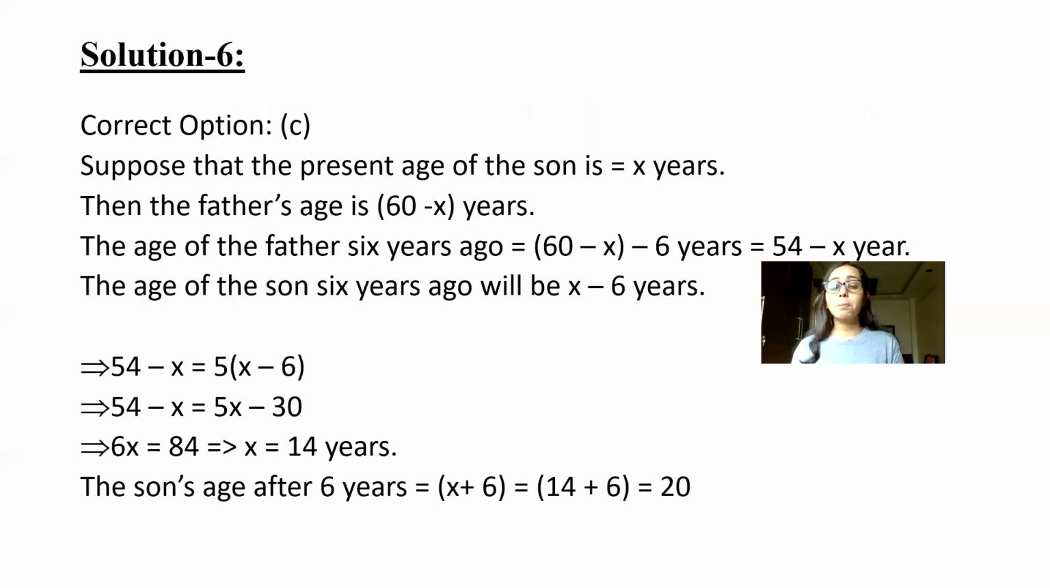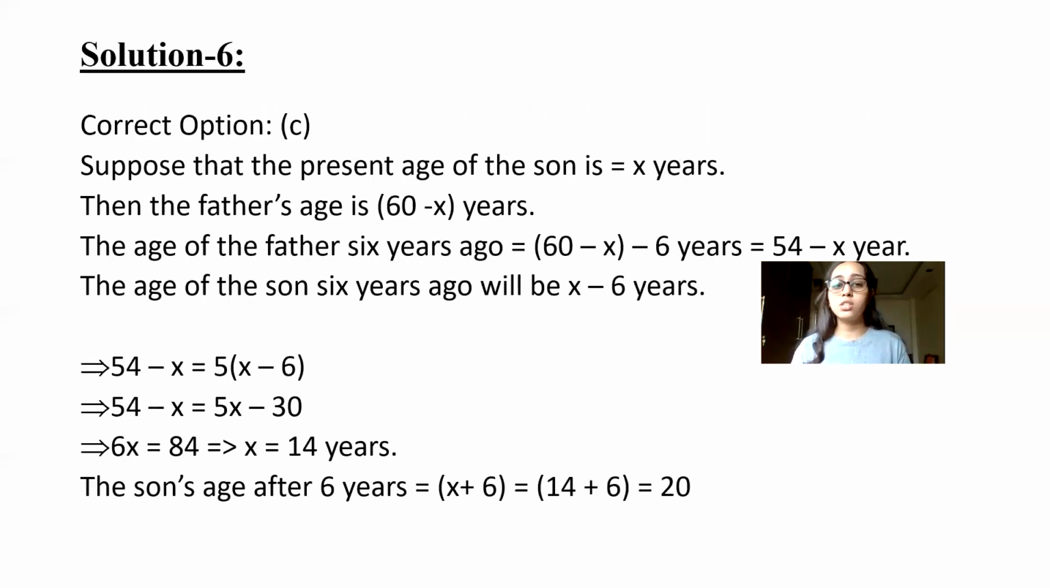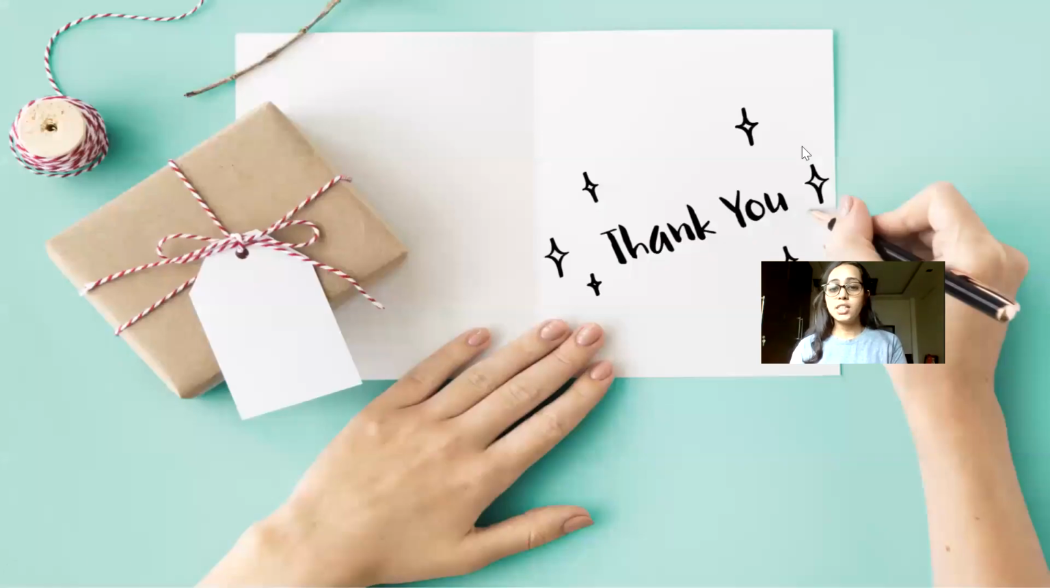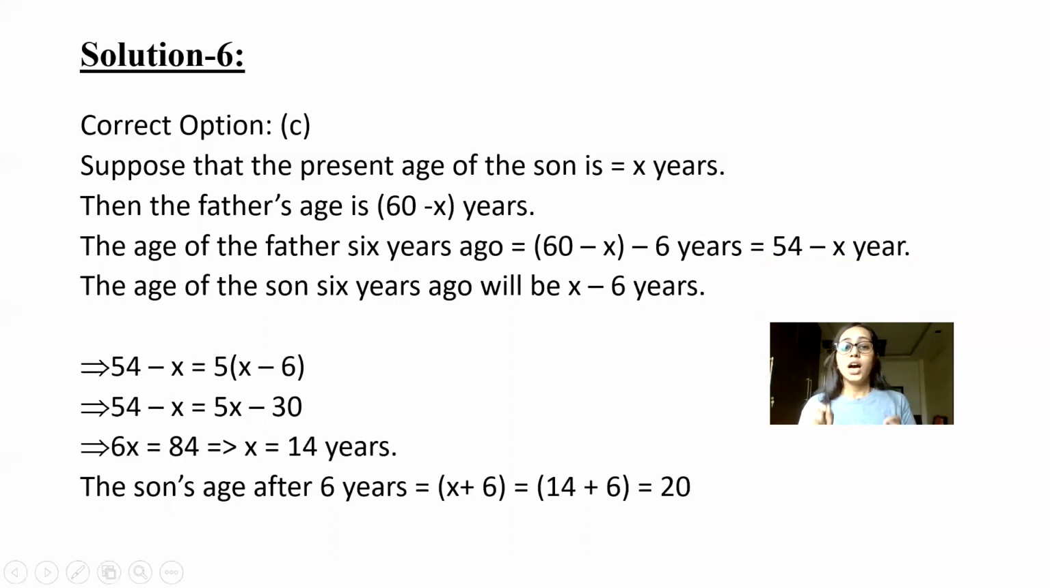Okay, now considering the present age of the son is x years, right? We have seen that the sum of father plus son is equal to 60, right? So given father plus son is 60, but son is x, so father would be 60 minus x. We have to move x to this side, right? So father is 60 minus x. The age of the father 6 years ago, we have to find. So we have father as 60 minus x minus 6. When 6 is combined, it becomes 54 minus x.